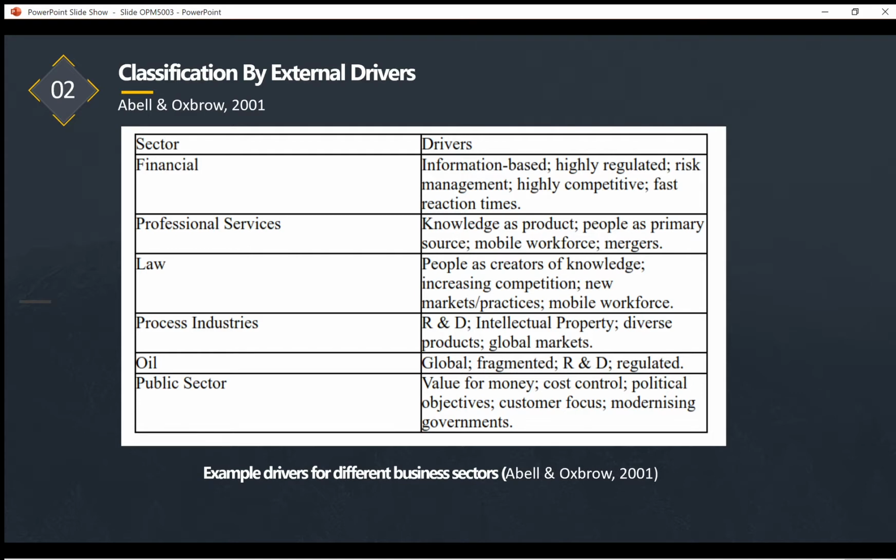Every organization exists in an environment that conditions the way the organization conducts its business. The theory about external drivers gives examples of a number of business drivers for different sectors which have influenced the way organizations in those sectors have gone about knowledge management. This analysis might suggest different knowledge management approaches for different business sectors.